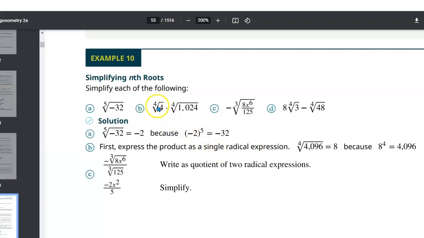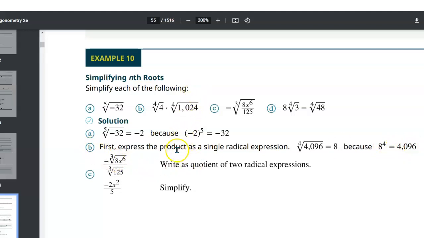Now part B, you can't do much with these, but if you gel them together, you'll get something that looks even worse. 4 times 1024 here is 4096, but the 4th root of that is, interestingly, 8. That's pretty, right? And if you do 8 to the 4th, that may not be obvious, but you'll get 4096.